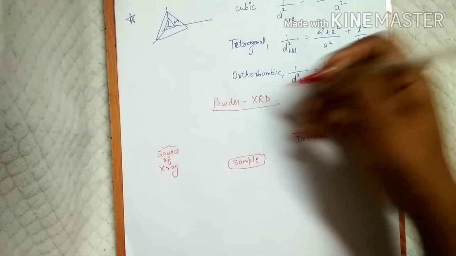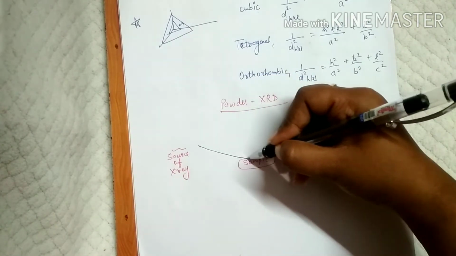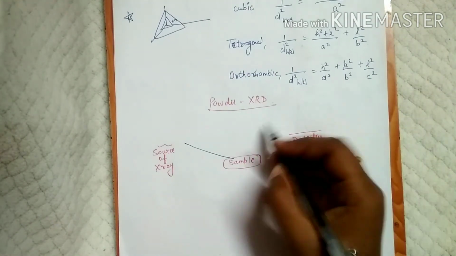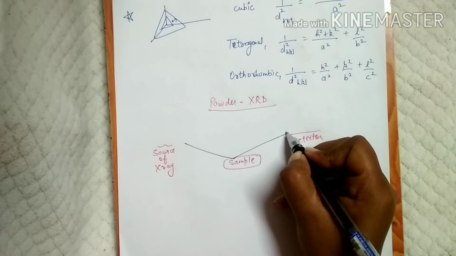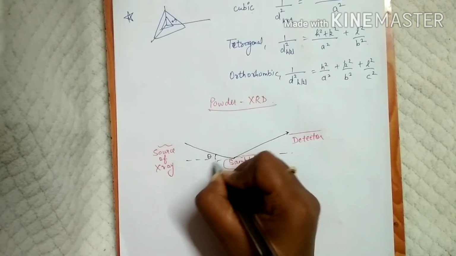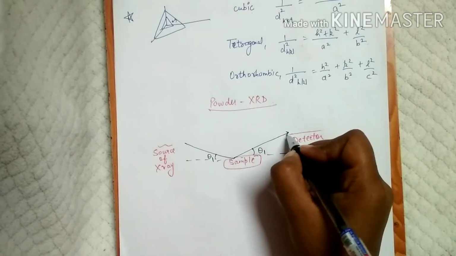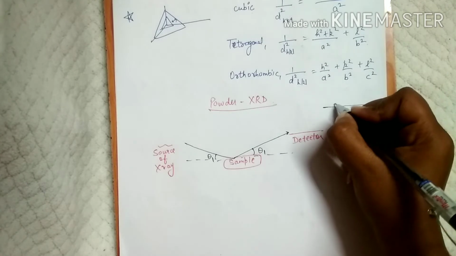Now the X-ray is coming out of the source and hitting this sample at some angle theta. If it is going back at angle theta, suppose this is theta 1, this is also going to be theta 1, then it will be detected by this detector and we get a peak.